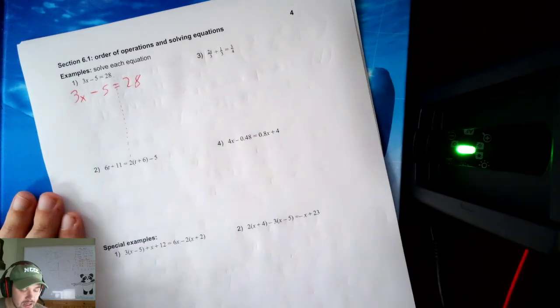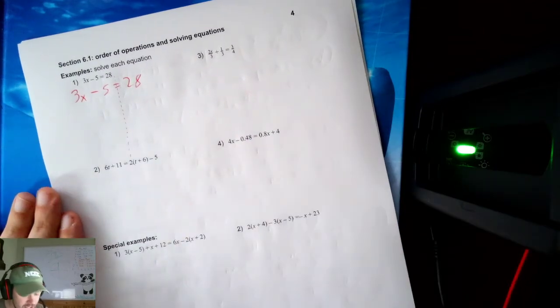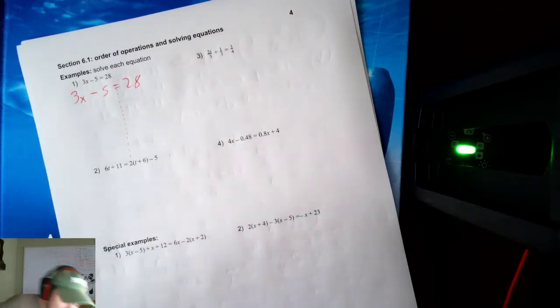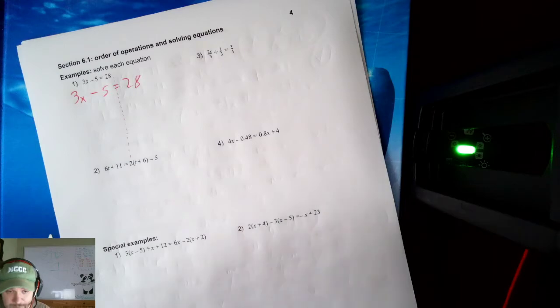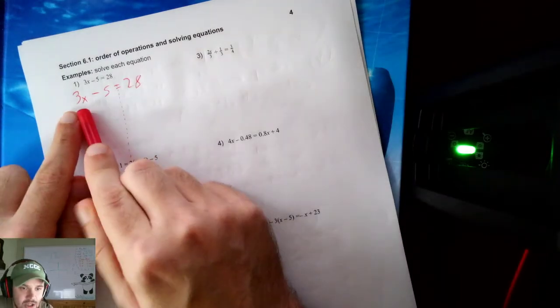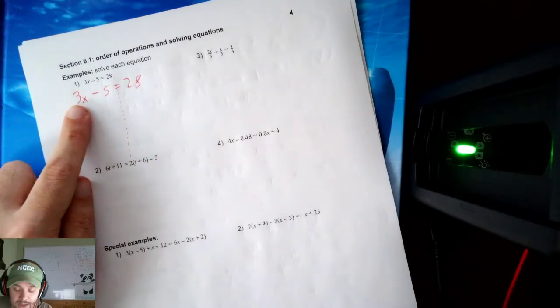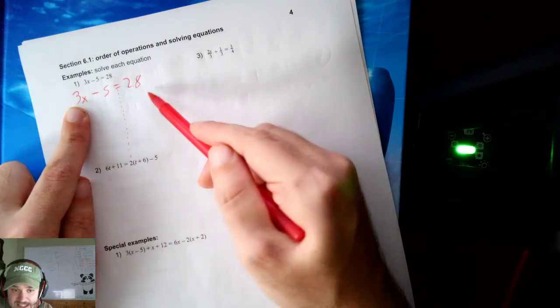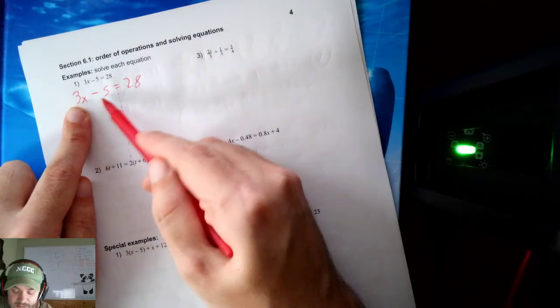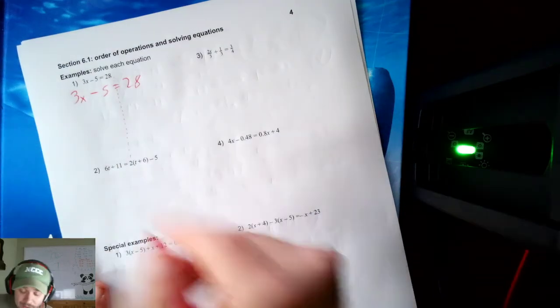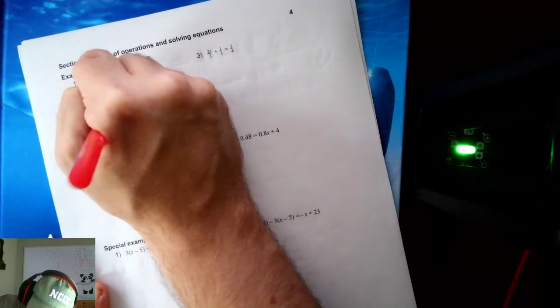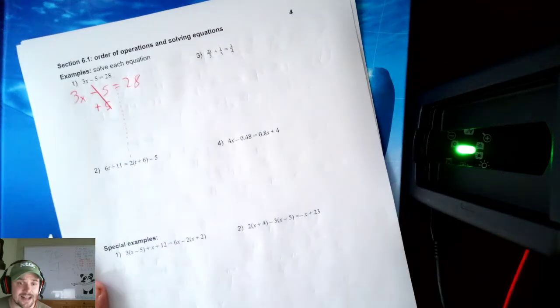Step 1, I want to clear my parentheses. Boom, I'm done. There were none. Step 2 is clear fractions. Boom, I'm done. There were none. Step 3 is use the add or subtract property to get the variables on one side and the constants on the other. There's only one variable term, and it's already here. So what I want to do is get all the constants on the other side. I need to get rid of this minus 5. What's the opposite of minus 5? Well, that's plus 5, right? That will cancel it out on that side.